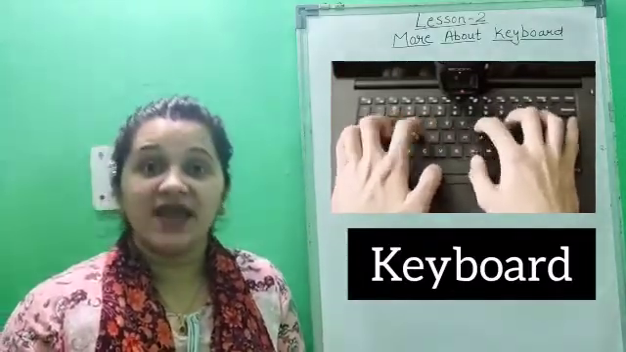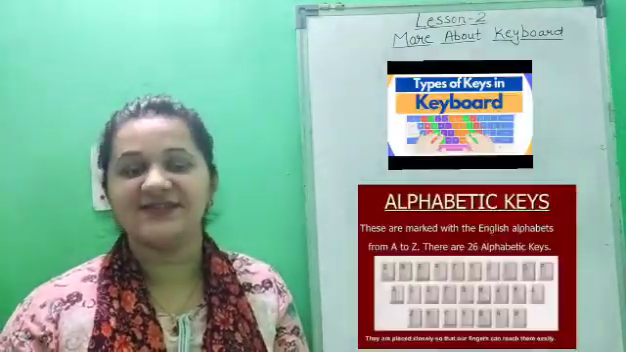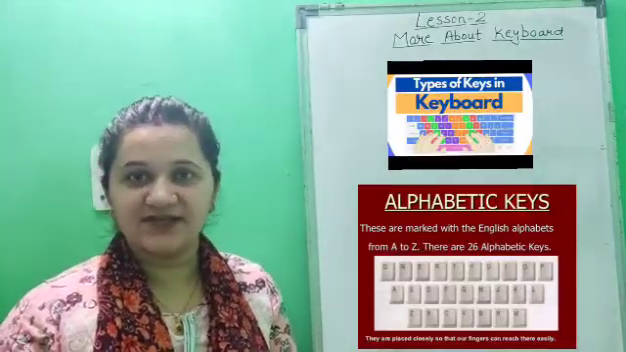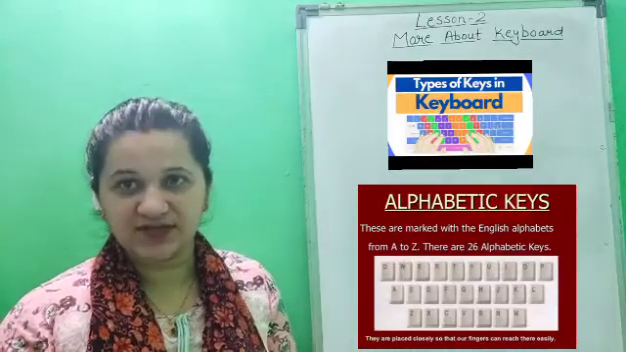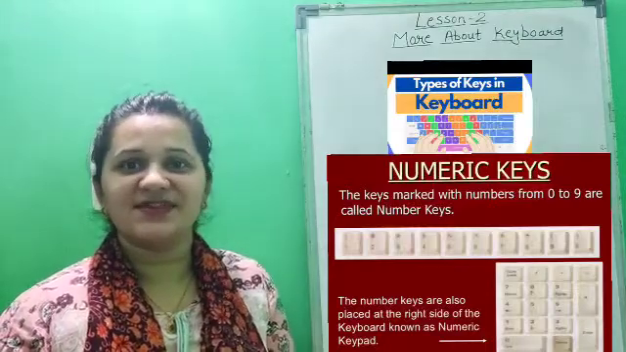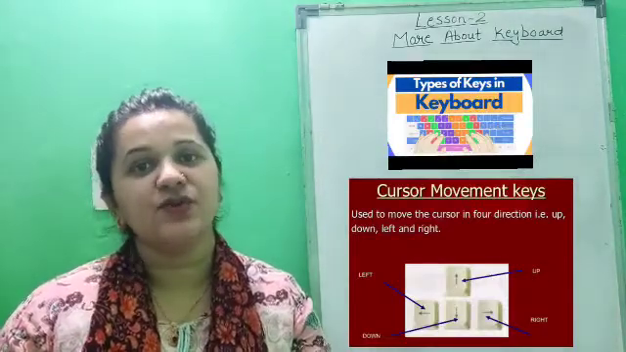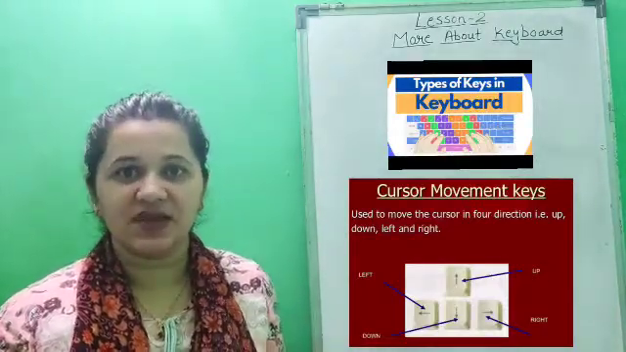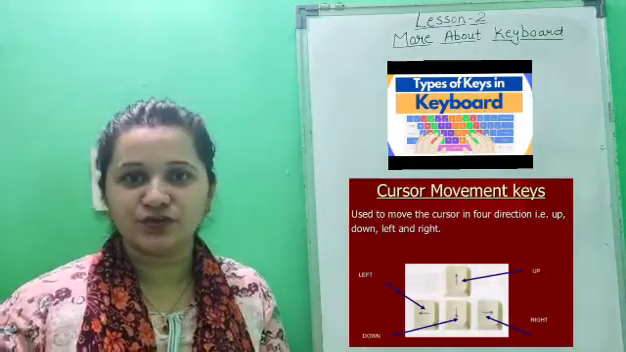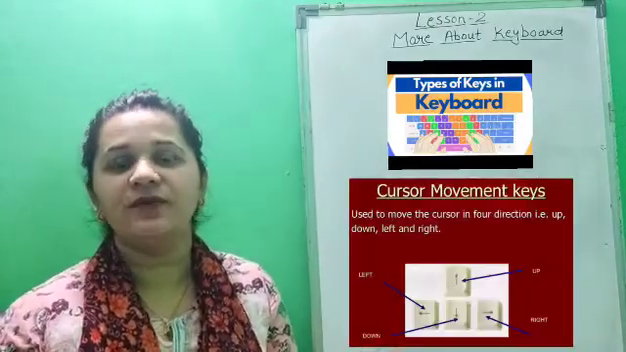Next, we have studied about the various types of keys. What are the various types of keys, children? Yes, alphabet keys in which letters A to Z are written. Number keys in which numbers from 0 to 9 are written. Next, we have studied about the cursor control keys, means the arrow keys: up, down, left, right. These are the 4 arrow keys which are used to control the cursor. It helps to move the cursor in all the 4 directions.